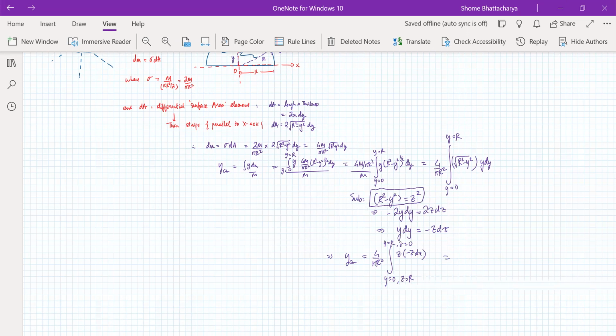So this will become minus 4 upon pi r square into z square dz, integration from z equal to r to z equal to 0. So minus 4 upon pi r square into z cube by 3 from r to 0. So here the upper limit will in fact be 0. The lower limit will be r cube by 3. So the bracket leaves us with minus r cube by 3, absorbing the minus sign outside, and we are left with the standard formula 4r by 3 pi.